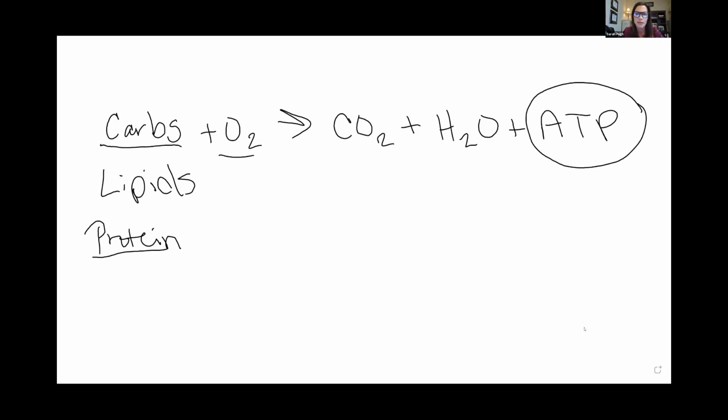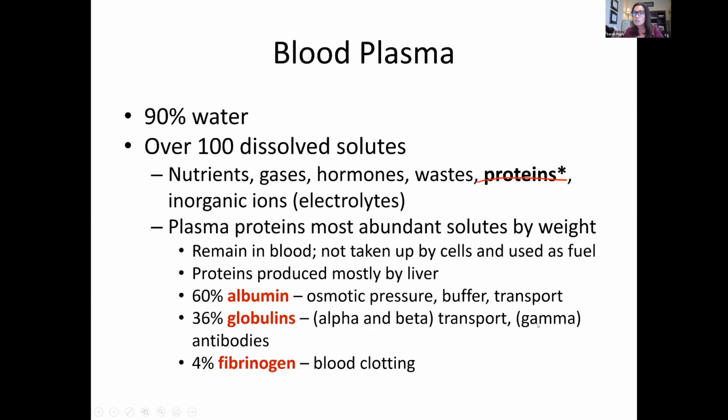So let's go back to our screen here. Most plasma proteins are actually produced by the liver. Plasma proteins are divided up, classified, as albumins. 60% of our plasma proteins are albumins. These help with blood buffering. They help with transporting things within our blood. They help to maintain a blood pressure. We will talk so much more about that in chapter 19.